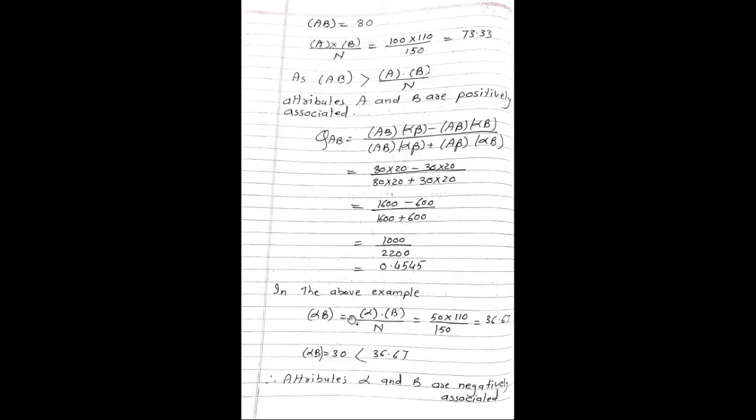In the above example, consider alpha B against alpha into B upon N. The alpha B value is given to be 30, and alpha into B upon N, if you calculate, is 50 into 110 upon 150, and the value comes out to be 36.67. So we can say that alpha B, 30, is less than 36.67. Therefore attributes alpha and B are negatively associated.